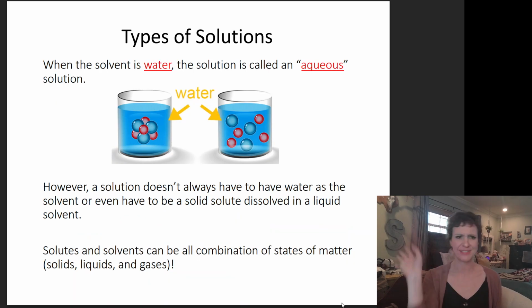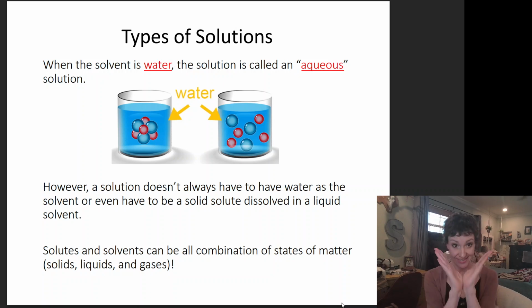Okay, types of solutions. When the solvent, meaning the thing that does the dissolving, is water, that solution is called an aqueous solution. I know probably it's supposed to be pronounced differently, but I say it my way and I cannot change it after 40 years. Okay, and that's going to be the solution that we are going to be dealing with in this unit in chemistry: aqueous solutions.